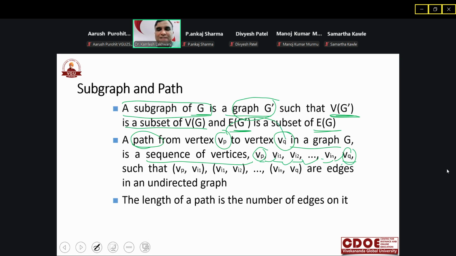Such that the edges are there: an edge between VP and VI1, VI1 and VI2, VI2 and VIN, and VIN and VQ. These edges in an undirected graph will be considered as a path between VP and VQ. What is the length? The total number of edges in the path is called the length. Now try to understand with the help of an example.